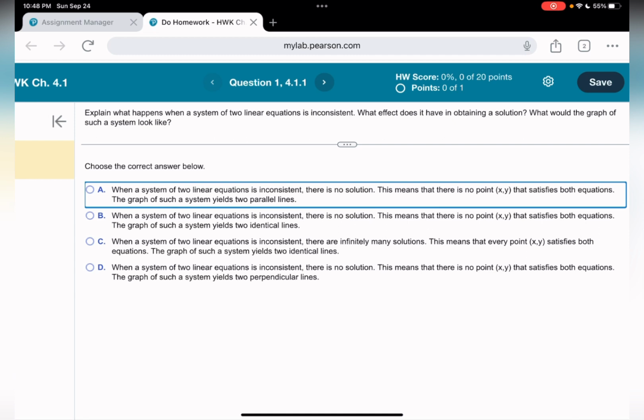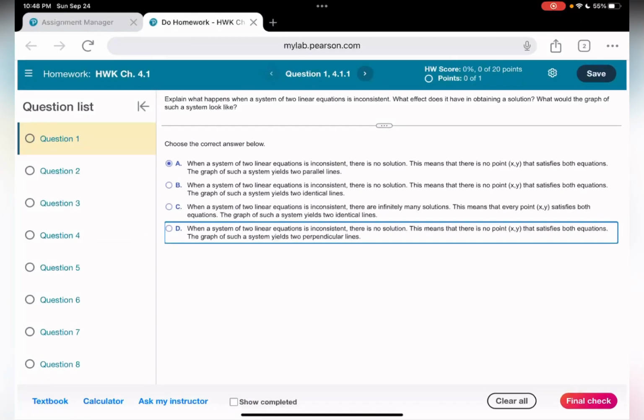All right, so the answer is that the system is inconsistent. There is no solution. This means there is no point x, y that satisfies both equations.